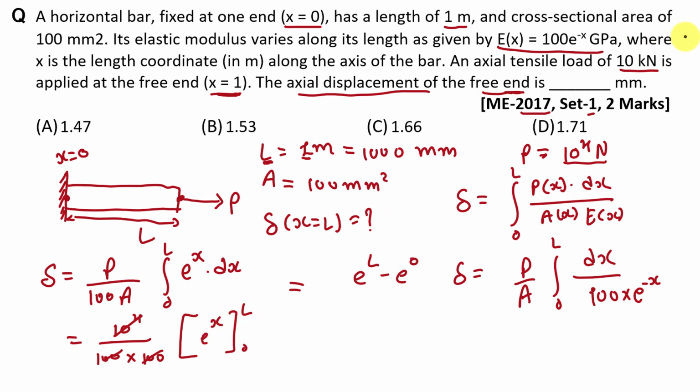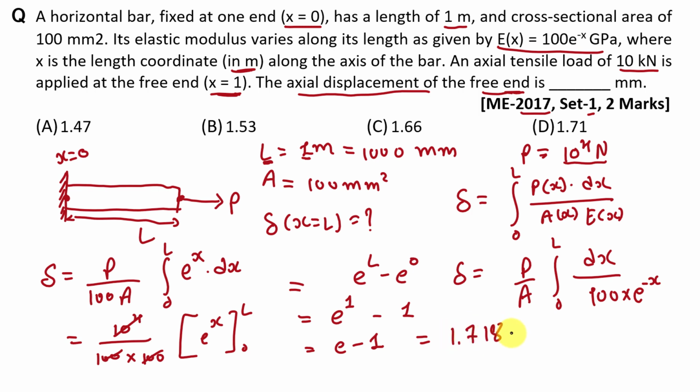Now here it is given that the length coordinate is in meter. So here we have to take this length in meter. So it will be e raised to 1, because here this length is 1 meter, minus e raised to 0 is 1, right? So it is e minus 1. So if you calculate this value, then you will get 1.718. Fine.